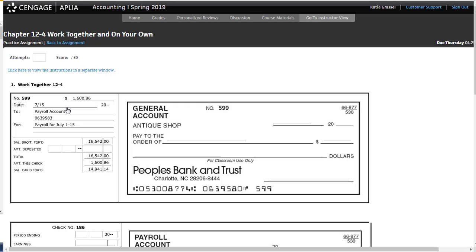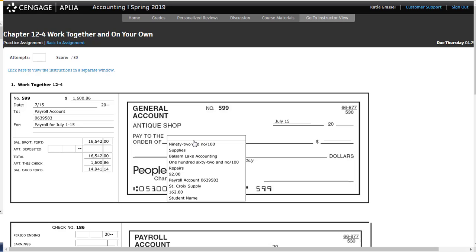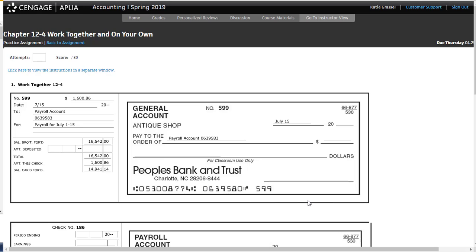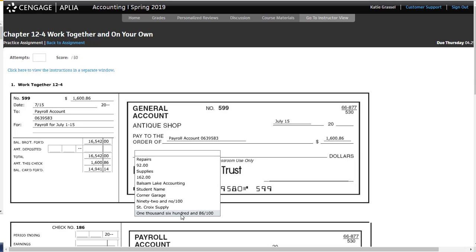What do I got to do? Right, fill out the check. So the check is going to be dated July 15th of the current year. It's going to be made payable to payroll account 0639583 for $1,686. Now, we put up here in numbers, and then here we're going to put in words.